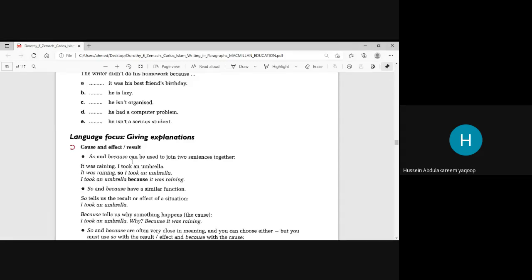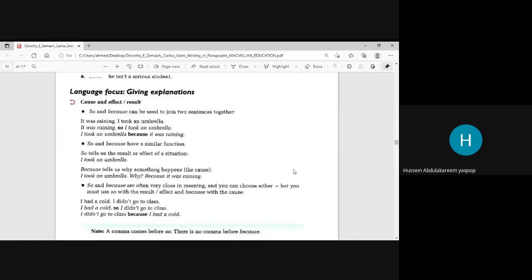I cannot replace because with so everywhere, for a reason that we will talk about a minute from now. Okay, so it was raining, full stop. I took an umbrella, right? So it was raining. This is the reason. So I took an umbrella. Now look at the last one. I took an umbrella because it was raining.